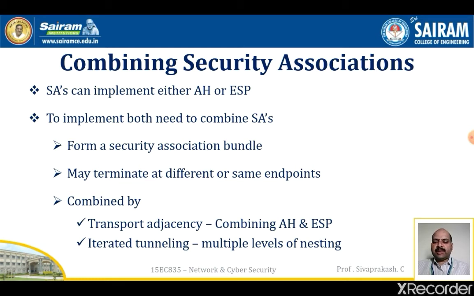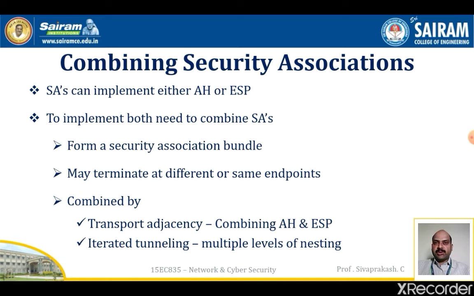Let us see about iterated tunneling. Iterated tunneling refers to the application of multiple layers of security protocols effected through IP tunneling. This approach allows for multiple levels of nesting, since each tunnel can originate or terminate at a different IPsec site along the path. The two approaches can be combined, for example, by having a transport SA between hosts travel part of the way through a tunnel SA between security gateways.